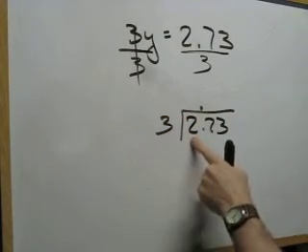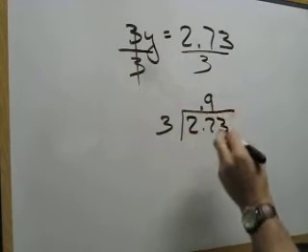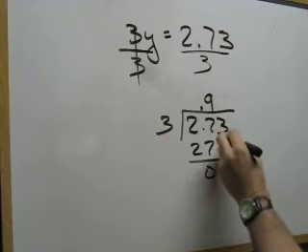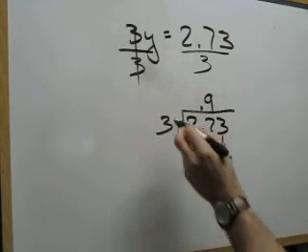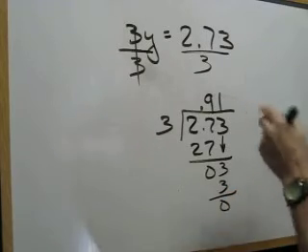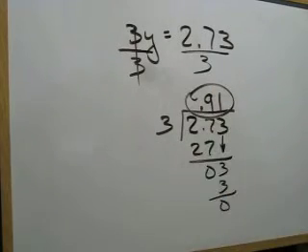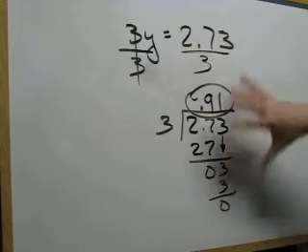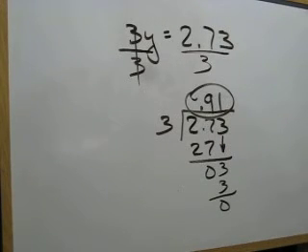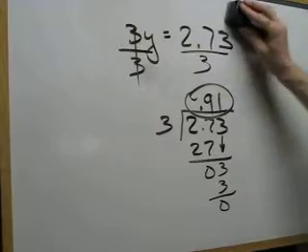3 goes into 2, it doesn't. 3 goes into 27 9 times. 9 times 3 is 27. We have 0 left over. We bring down our 3. 3 goes into 3 once. 1 times 3 is 3, 0, and we're done with 0.91. So that's the only difficult part, the 2.73 divided by 3 that we have to do. Alright, so continue on looking at some of these examples.